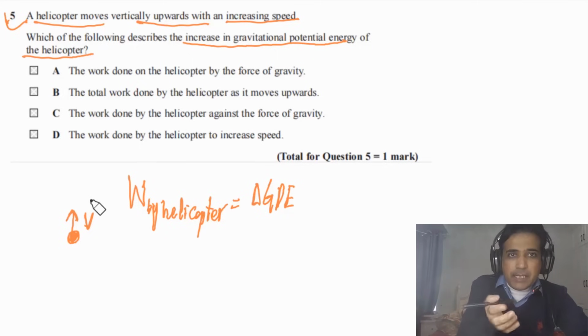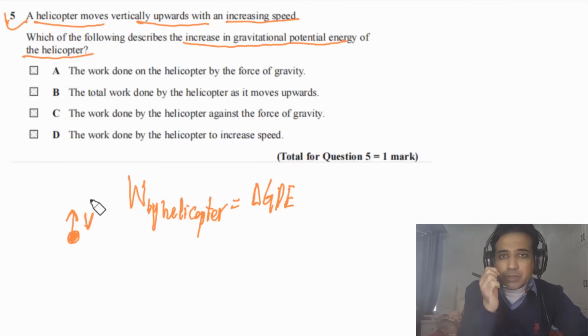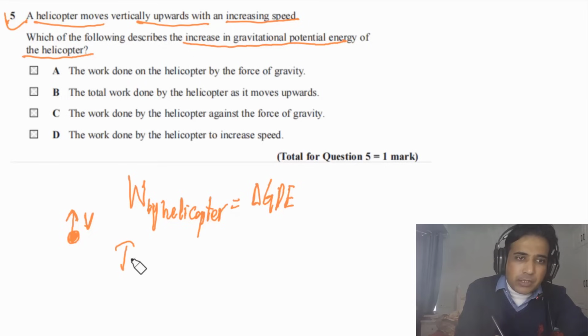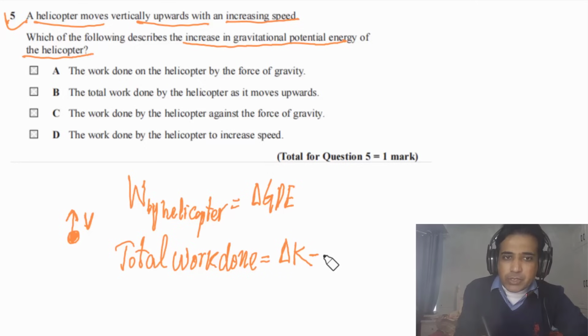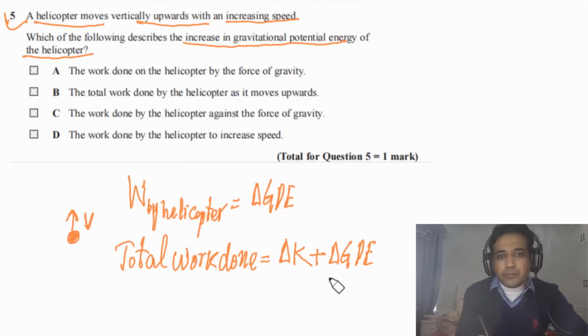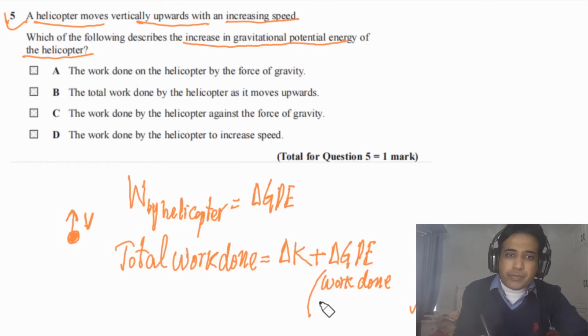But in this case, the helicopter is moving vertically upwards, and also the helicopter is gaining speed. So in this case we will say the total work done by the helicopter is equal to the change in kinetic energy, meaning the gain in kinetic energy, plus the gain in GPE, and the gain in GPE is equal to the work done against gravity.